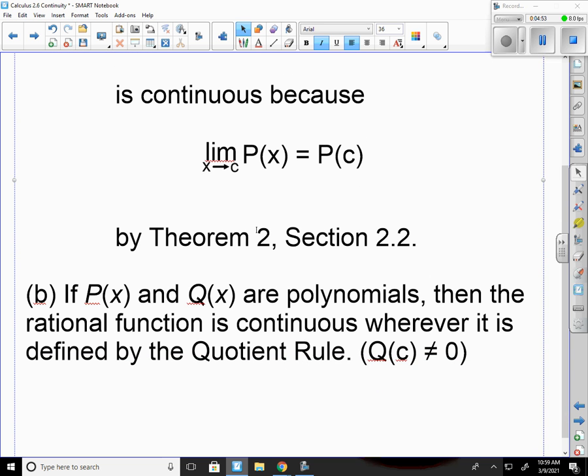Part B of this is that if p of x and q of x are polynomials, then the rational function is continuous wherever it's defined by the quotient rule, as long as q of c is not equal to 0. So as long as my denominator is not equal to 0, then it's going to be continuous everywhere. Whenever my q of c is equal to 0, we would simply restrict our interval to not include where it's equal to 0.